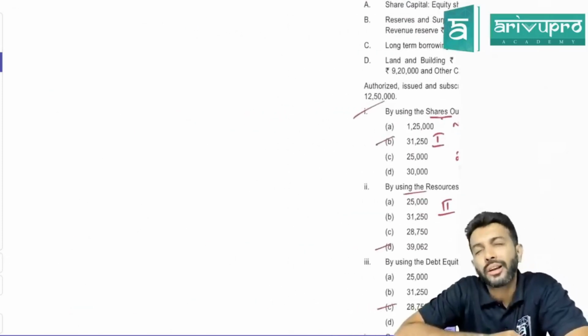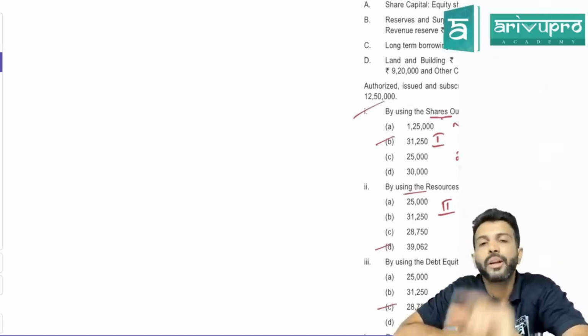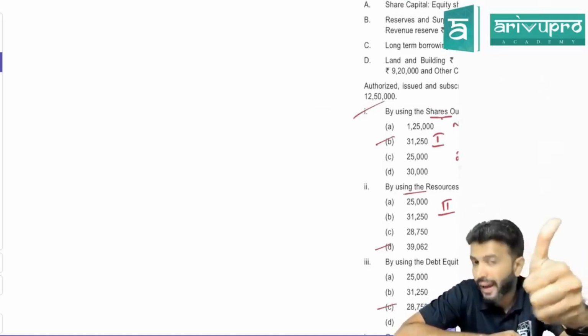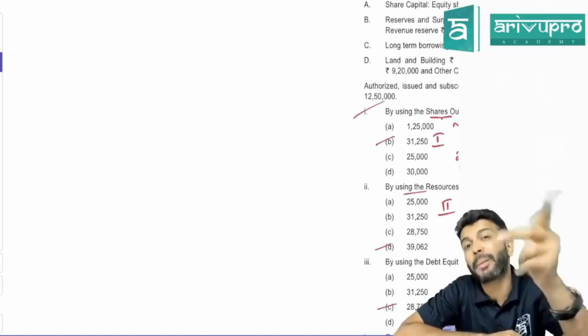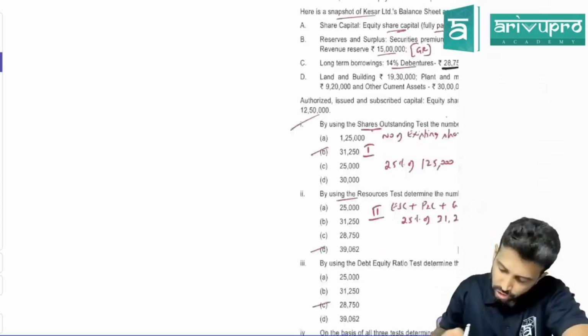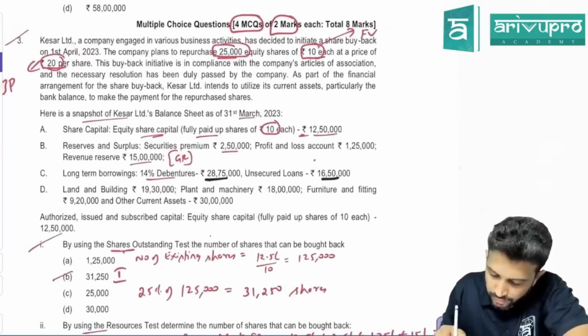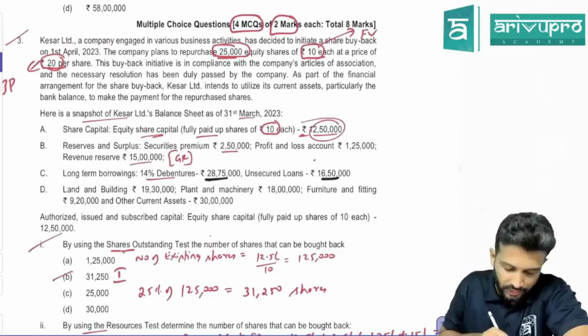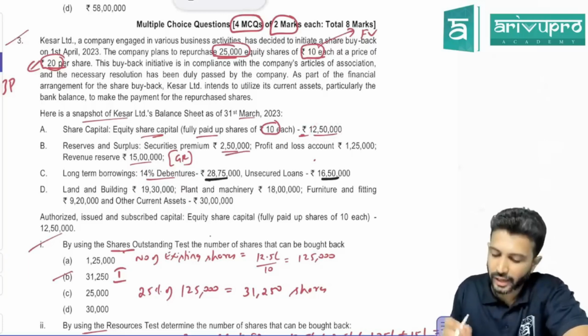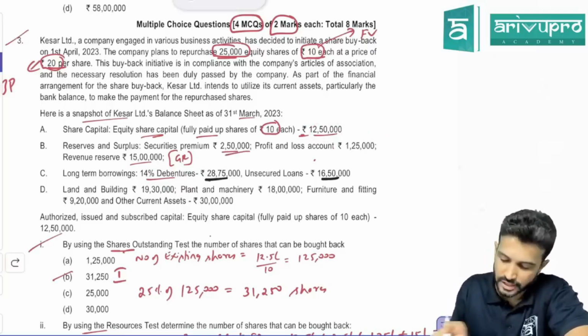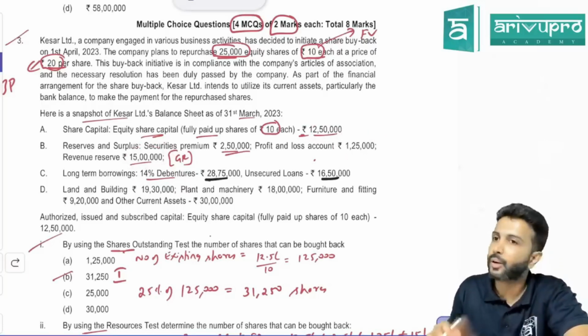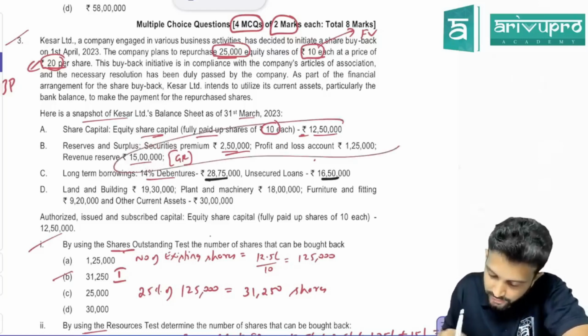What does the resource test condition say? 25% of paid up capital plus free reserve plus securities premium. So first find out that. Take your calculator: 12.5 lakh plus 2.5 lakh, 15 lakh, plus 1.25, 16 lakh 25,000, plus 15, 31 lakh 25,000. Adding all this, you're getting 31 lakh 25,000.